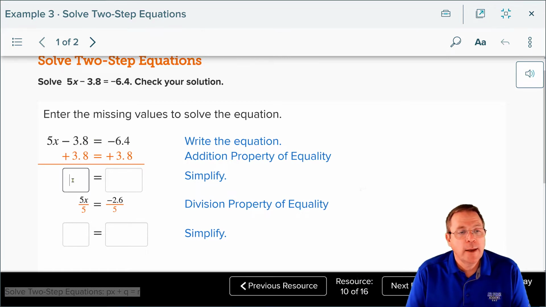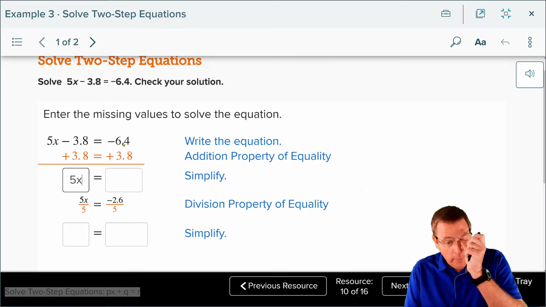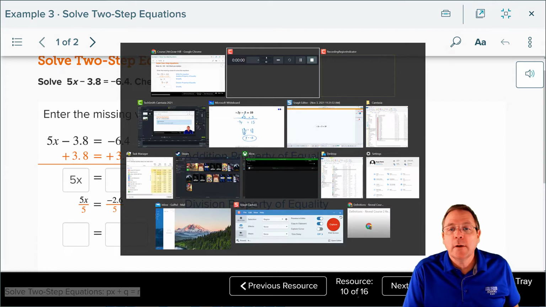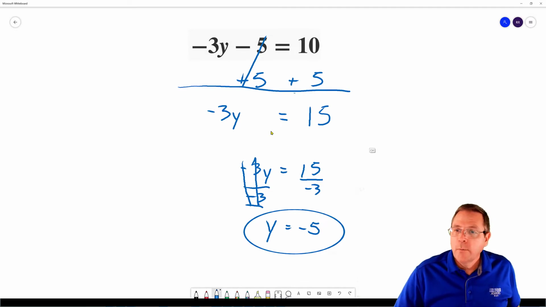Put a line through that, and what are you going to be left with over there? Be left with 5x. On this side, we have signs are different. Find the difference. So let me come over, and we're going to do some work on that. We had, let's see if I can get it to move here.